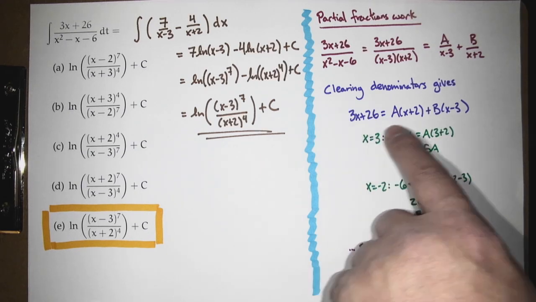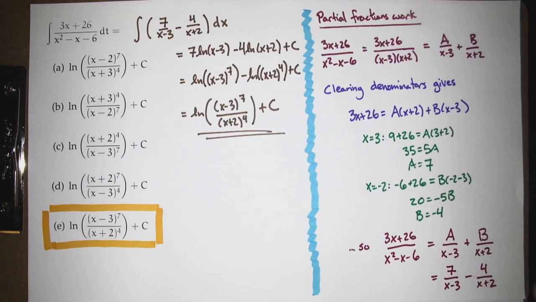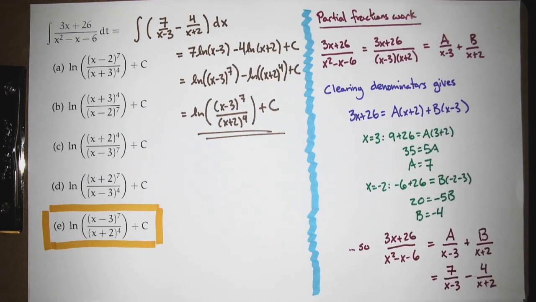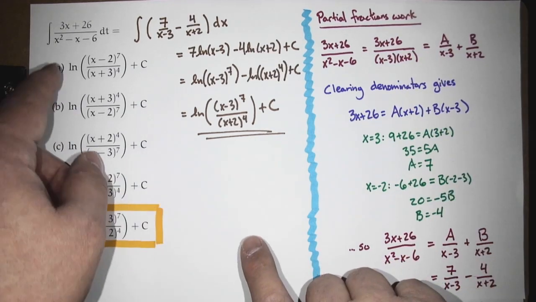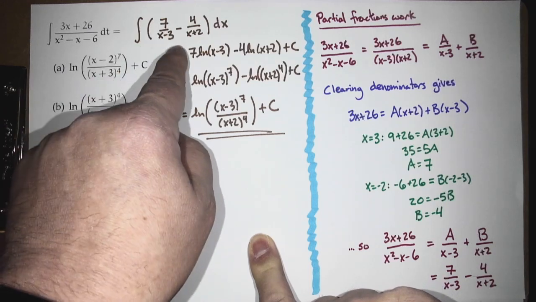For instance, here, this x minus 3, to make that 0, you plug in 3. You plug 3 into both sides because they have to be equal, and that leads you to the conclusion that A equals 7. And this x plus 2, what makes that 0 is negative 2. So you plug in negative 2 into both sides, and that leads you to B equals negative 4, which tells us that 3x plus 26 over x squared minus x minus 6 can be written as 7 over x minus 3 minus 4 over x plus 2. So this was partial fractions, the algebra, which told us that we can rewrite our integral in that form.